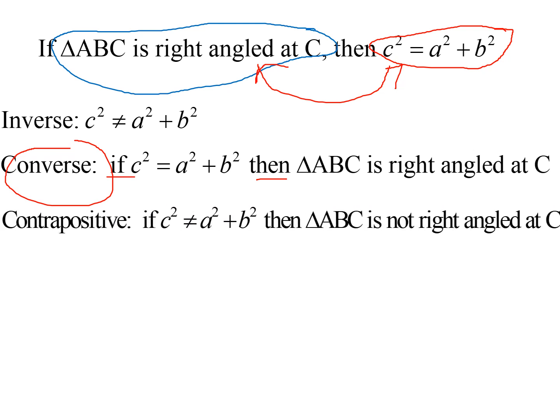A contrapositive here is simply when you add negation to the converse statement. So what we did here was, you have equal to here in your converse and is right angled. Alright, so what happened here is we negate it: C squared does not equal to, and ABC is not right angle. The keyword here is not. So we have added negation to the converse and it becomes the contrapositive statement.